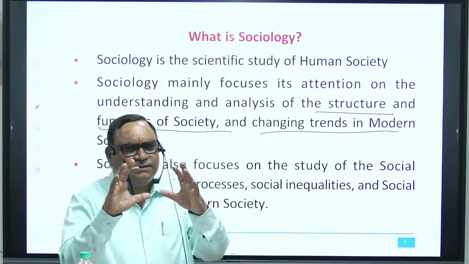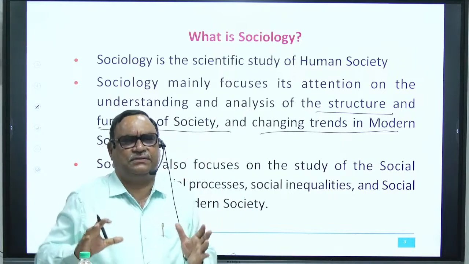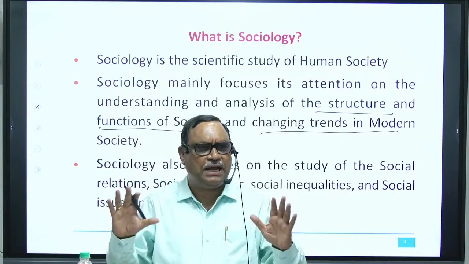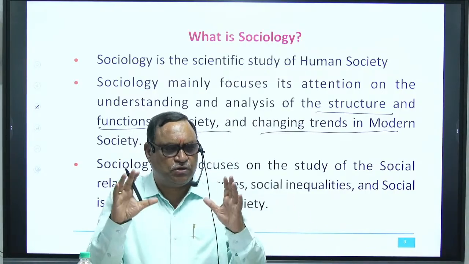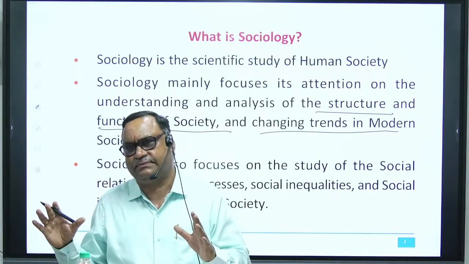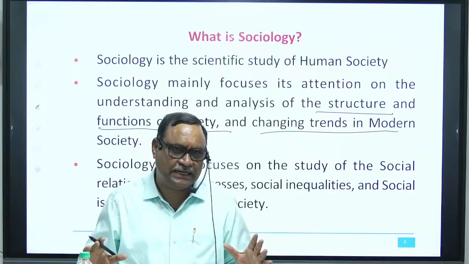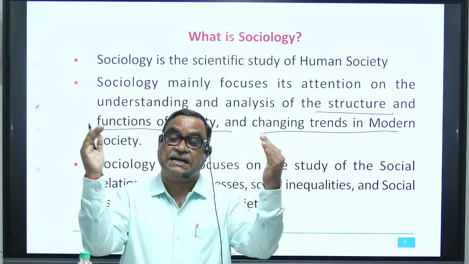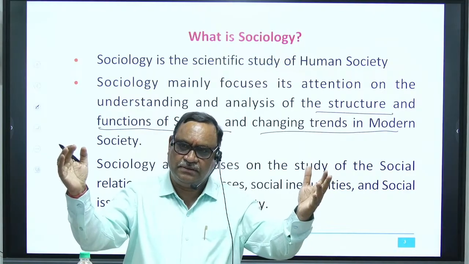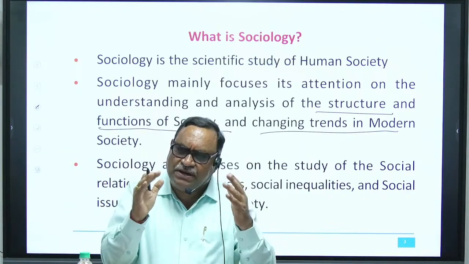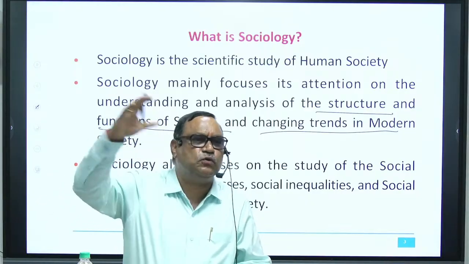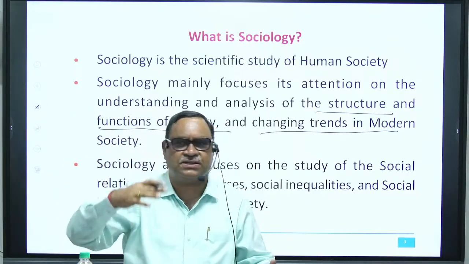So this is the brief nature of sociology. So ultimately I would like to tell you that sociology is the scientific study of human society. It is a holistic understanding of the human society. That is the difference between sociology and other social sciences. Suppose if you take political science, economics, right?